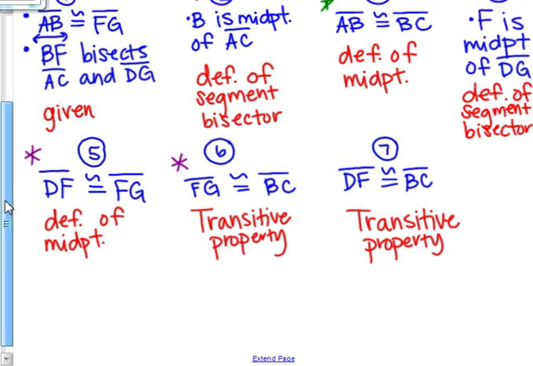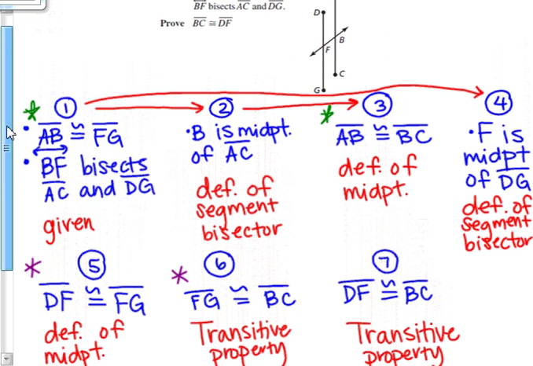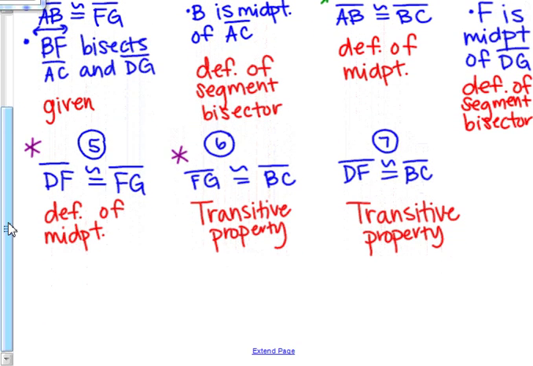And I know that it said I needed to prove that BC was congruent to DF. Well, I have DF is congruent to BC. I just have it flipped, but that's okay. When you have a congruent sign in the middle, you can read it either way. DF is congruent to BC, BC is congruent to DF. It doesn't matter. So we are done.